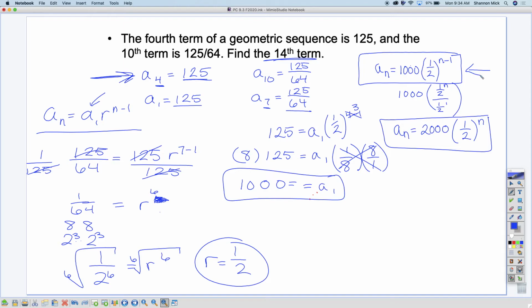What term did it want? 14. So I have a sub n equals 2,000. Actually, it's not a sub n anymore. It's what? 14. 2,000 times 1 over 2 to the 14th, yes? Yes. Okay, there's a whole bunch of 2's in 2,000, yes? Whole bunch of them. Okay, so we know it was 2 times 1,000, yes?